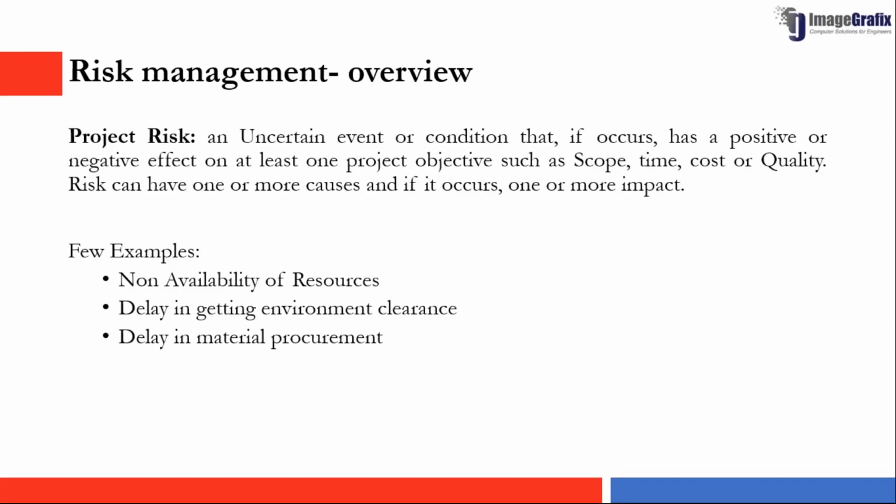What is risk? Risk is an uncertainty. When it occurs, it will affect our project objectives such as scope, time, cost, quality, etc. So it might have one or more impacts, such as it might cause schedule overruns, or it might cause cost overruns. Different categories of risks are technical risks, resource risk, design risk, environmental risk, political risk. A few examples for these risks are non-availability of resources, delay in getting environmental clearance, delay in material procurement. These are a few examples of risk.